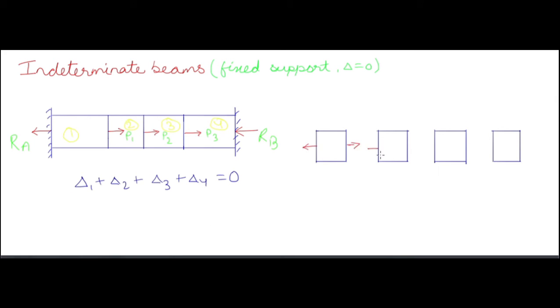Now on the various cross sections the tensile force acting will be, in the first, RA, in the second, RA minus P1, and in the third, RA minus P1 minus P2, and on the last the compressive force acting is RB. Okay, so this one shown is a tensile force, and this one is acting as a compressive force.